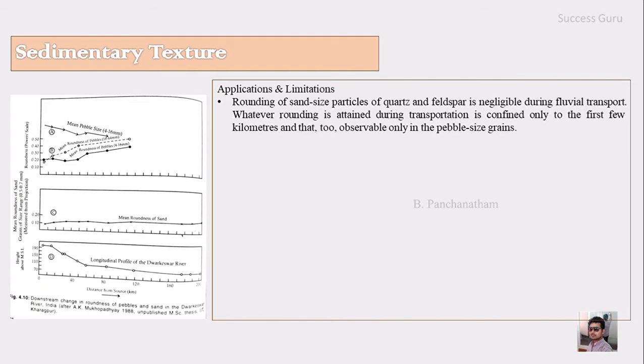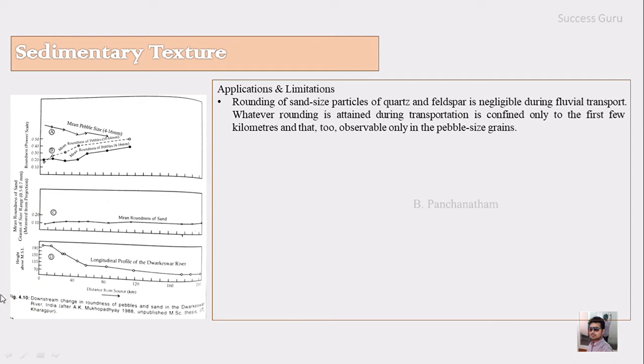Actually, the rounding of sand-size particles of quartz and feldspar is negligible during fluvial transport. Whatever roundness is attained during transport is confined only to the first few kilometers, and is observable only in pebble-size grains. So roundness doesn't have any direct influence when you are dealing with finer particles. That is what they are mentioning here.